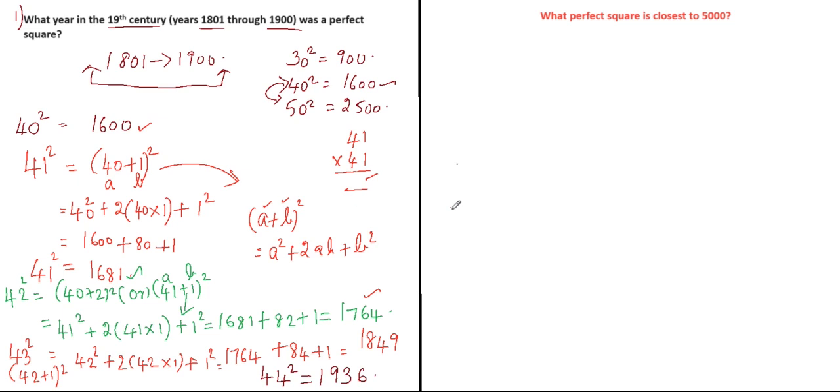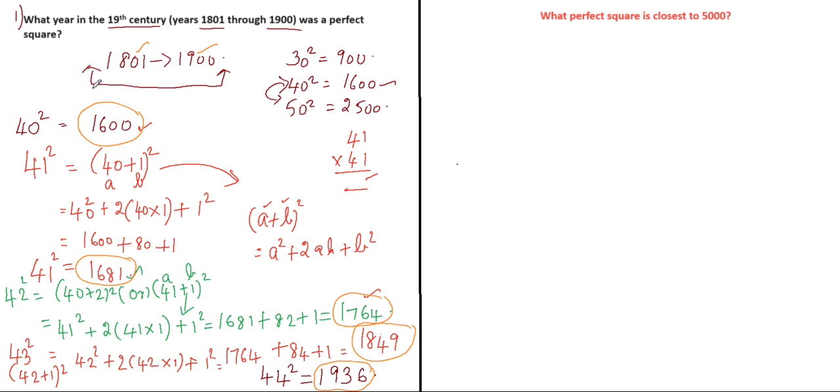Okay. So now let's go back to the question. In the question they are asking us, what year in the 19th century is present between 1801 till 1900? So when you check these values, 40 square is 1600, 41 square is 1681, 42 square is 1764, 43 square is 1849, 44 square is 1936. So you can check all these 5 values.